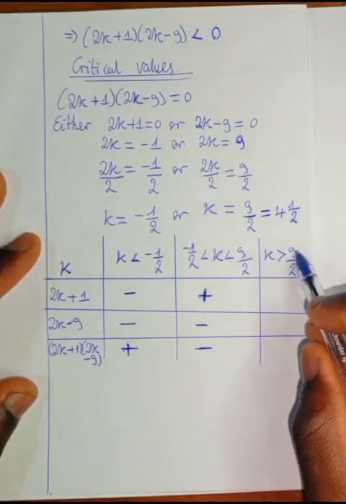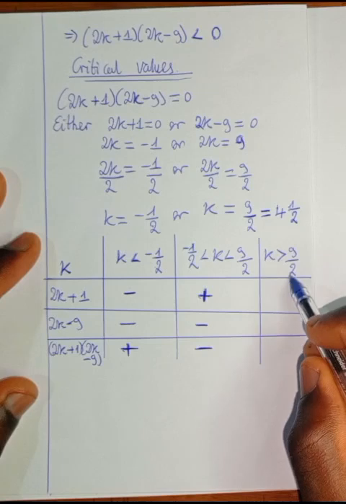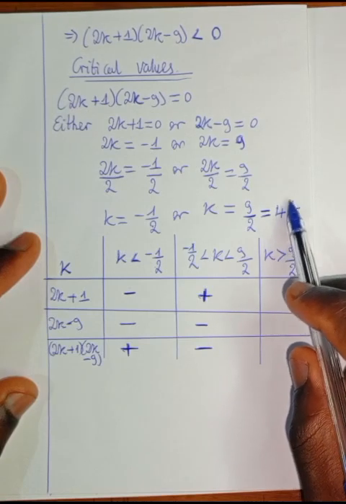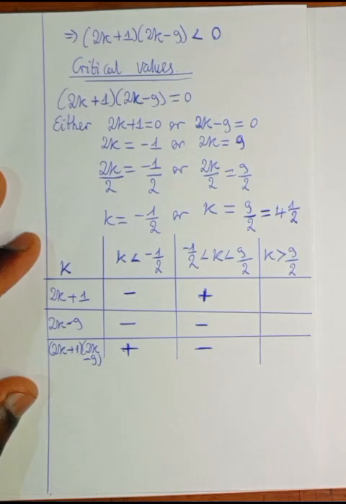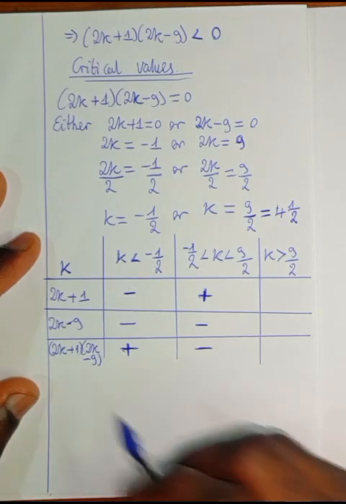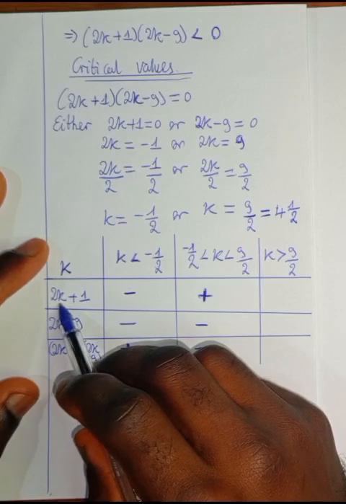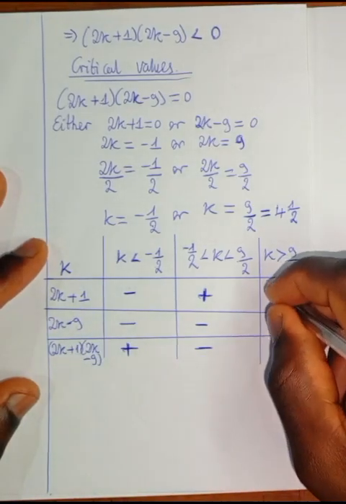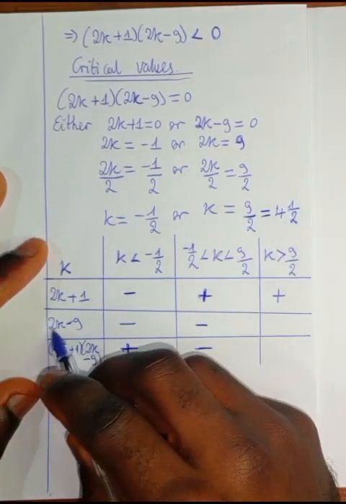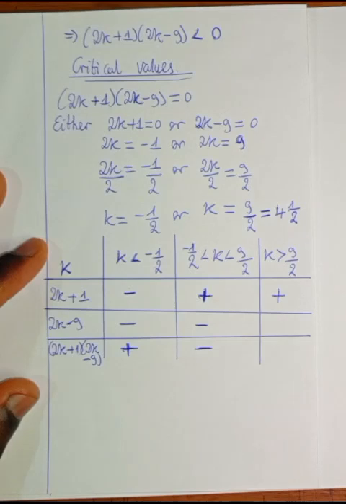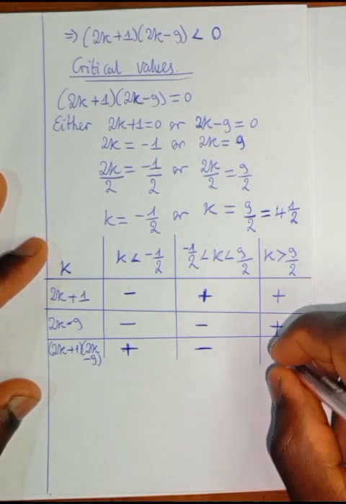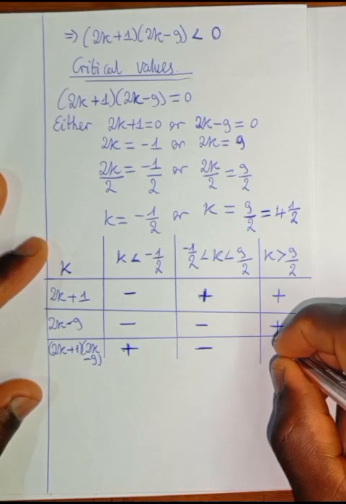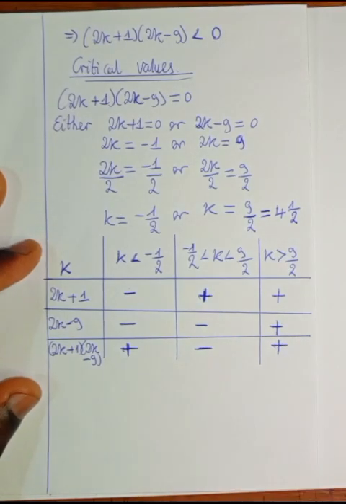We go to the next. k is greater than 9/2. 9/2 is the same as 4.5. So we can take a value of, let's say, 10. 2 times 10 gives 20 plus 1 is 21. The sign is positive. 2 times 10 gives 20 minus 9 gives us 11. The sign is positive. Positive, positive. The product will be positive.